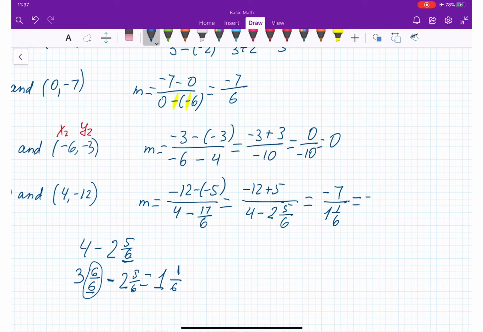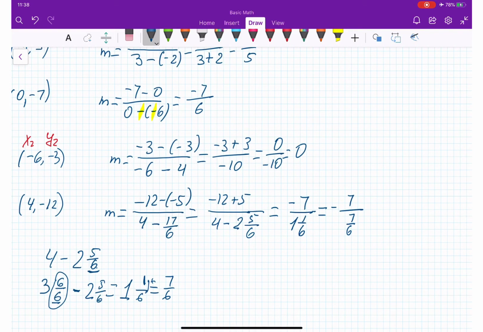Then negative 7 divided by, to convert, I'm getting 1 times 6 is 6, and plus this one will be 7. 7 over 6. So we're dividing by 7 over 6. I'll put the reference to the video on how to work with fractions and how to convert from improper to mixed and from mixed to improper fraction.